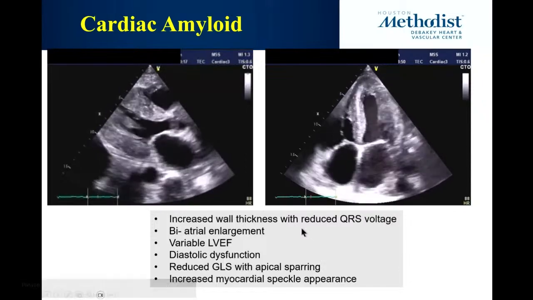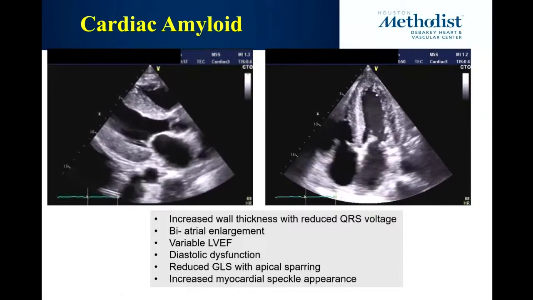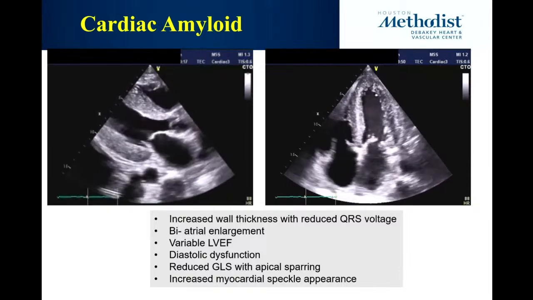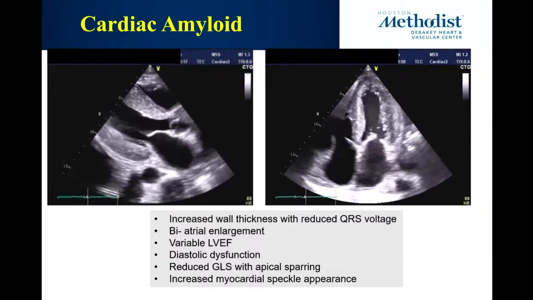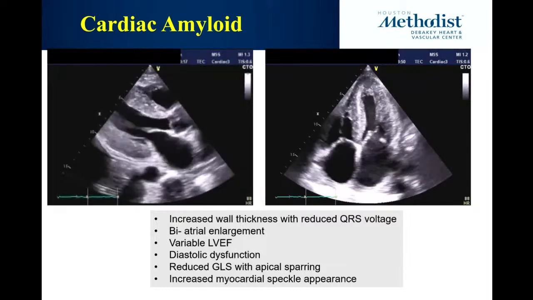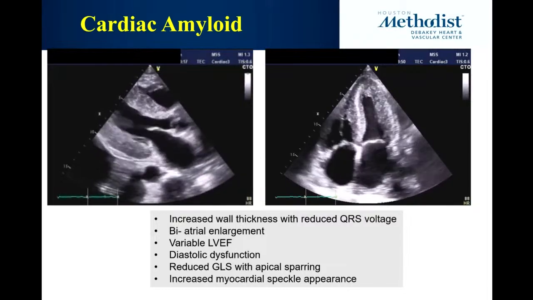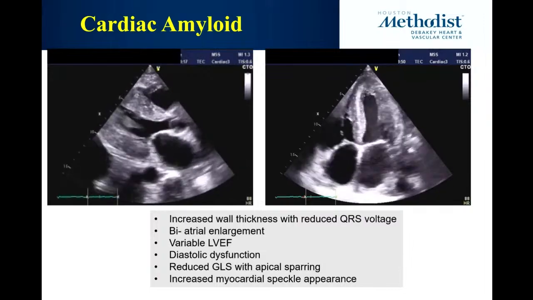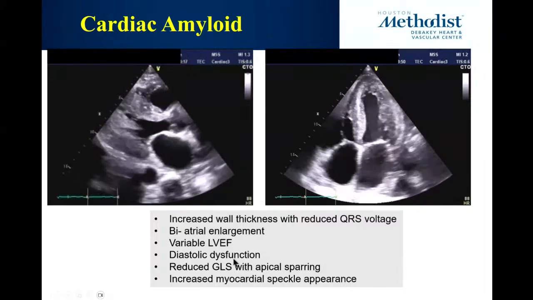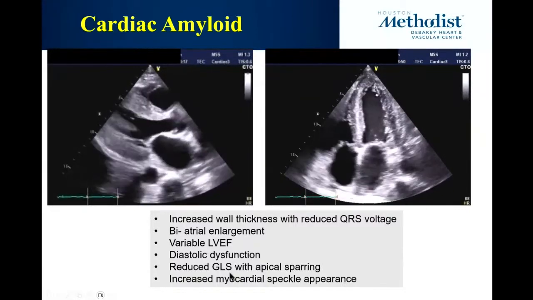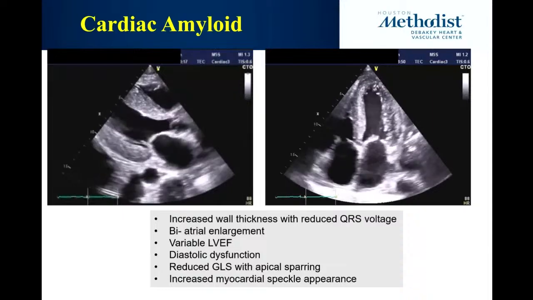So you have a discrepancy with what looks like LVH by echo and the QRS voltage not showing it. And that, again, is the thing that should put your antennas up, saying, wait a minute, this may not be just hypertrophy, this may be infiltration. The EF is all over the place, as I will show you in another case. Diastolic dysfunction is 100% present. Reduced GLS is 100% present with the famous apical sparing.